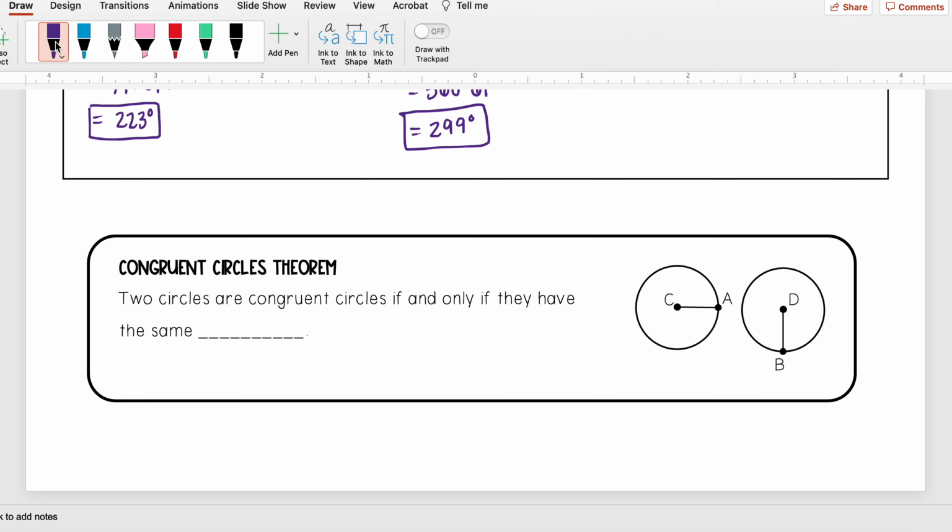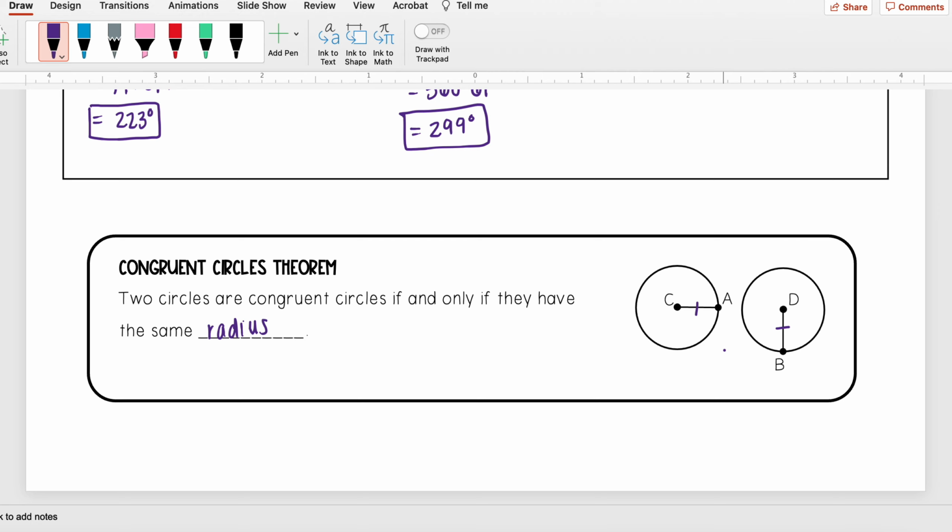For this video, we're going to be looking at two different theorems. One is the congruent circles theorem, which tells us that two circles are congruent circles if and only if they have the same radius. So here, circle C would be congruent to circle D if and only if AC is congruent to BD. So that means this if and only if goes in both directions.